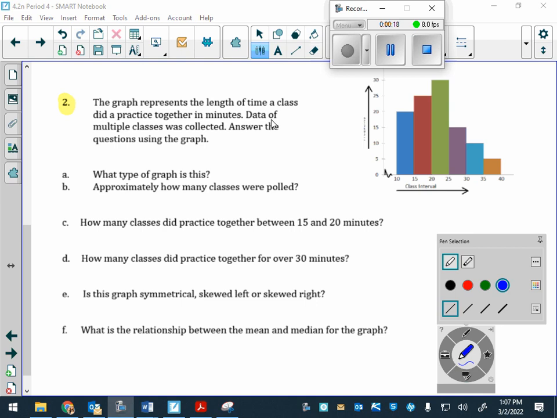So, for number 2, the graph represents the length of time a class did a practice together in minutes. Data of multiple classes was collected. Answer the questions using the graph. So this was frequency. It was kind of cut off, but that's how many classes fell in the bucket. So what type of graph is this? Danielle? This is a histogram. Good.